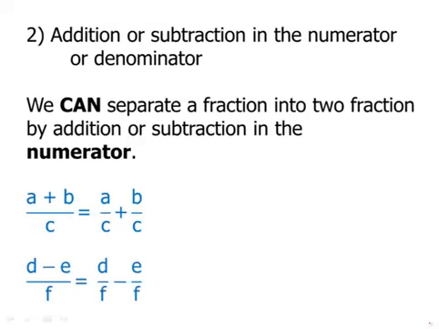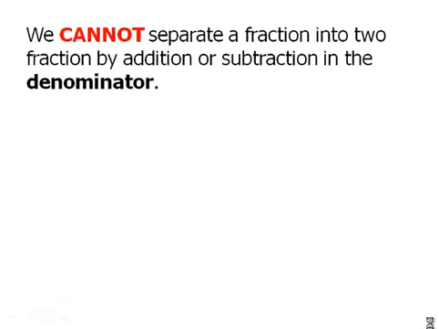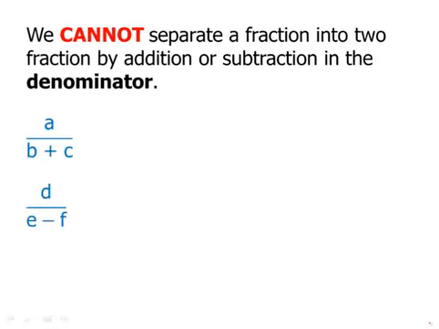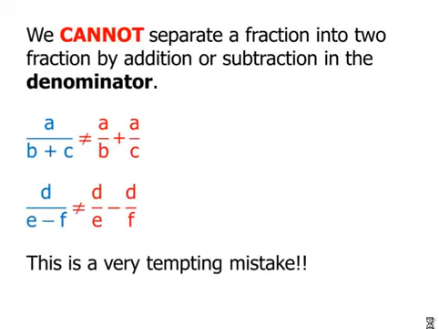If we have d minus e over f, we can write this as d over f minus e over f. We cannot separate a fraction into 2 fractions by addition or subtraction in the denominator. So for example, here, people want to do the separation, separate it out by the addition or subtraction in the denominator, and those are illegal moves.